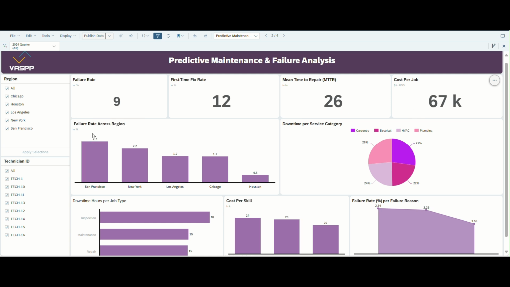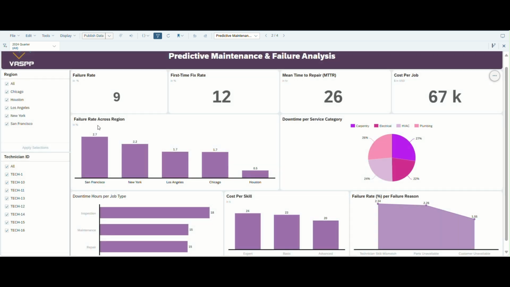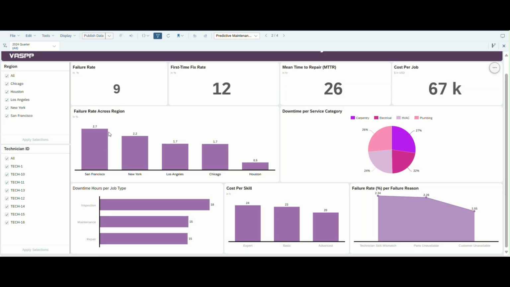Just below, we analyze failure rate across region. This bar chart shows how failure rates differ by location. San Francisco shows the highest at 2.7%, followed by New York at 2.2%. Los Angeles, Chicago, and Houston follow, with Houston significantly lower at just 0.5%. This helps regional leads identify hotspots and prioritize preventive measures accordingly.